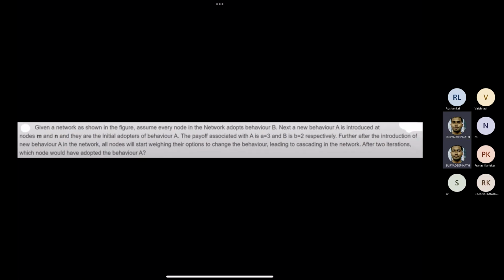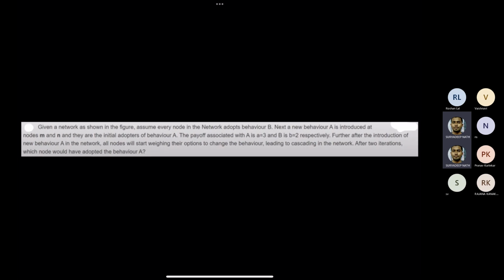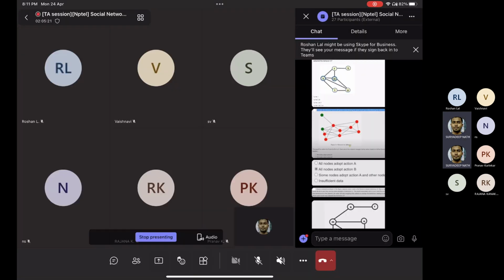So in this question, given a network as shown, the network is in the next figure, I think. Assume every node in the network adopts behavior B. Next, a new behavior A is introduced in nodes M and N. They are initial adopters of behavior A. Payoff associated is 3 and 2. After the introduction of new behavior A, all nodes start weighing their options to change their behavior, leading to cascading. So after 2 iterations, who would have adopted A?